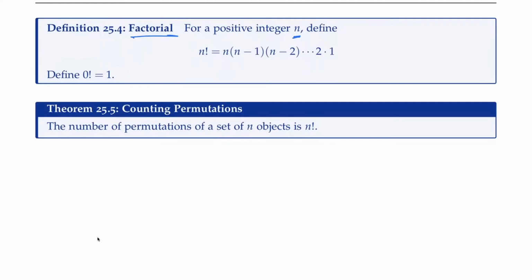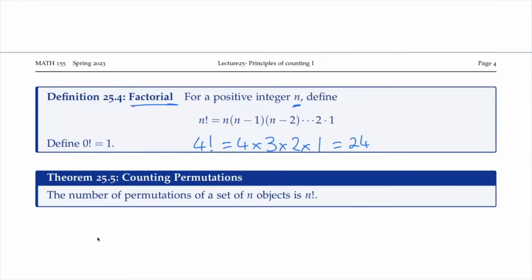So for example, if we had 4 factorial, that's going to be 4 times n minus 1, which is 3, times n minus 2, which is 2, times 1. We multiply these together, and you'll get 24 in this case. So you can see that n factorial gets very big very quickly. That's because we start having lots of different possible outcomes if we have a large number of things n. So we say that the number of permutations that we can have for any set of objects is n factorial.